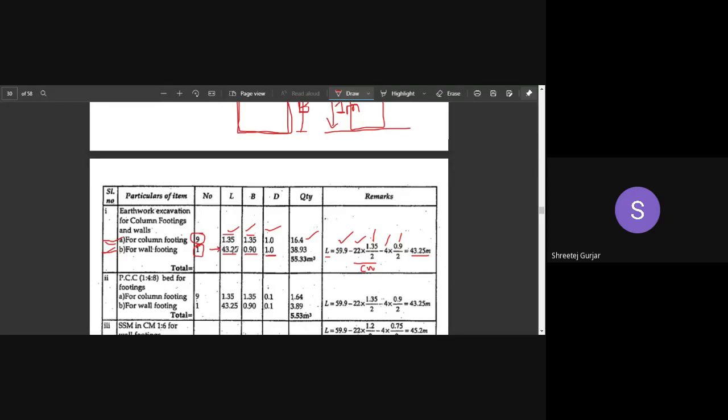So for length, you need to use this formula: CL minus N into width of column excavation by 2, minus N1 into width of wall excavation by 2. This part is for wall to wall junctions, and this is for column to wall junctions. So we will be using this everywhere. Only these 2 widths will go on changing, and the rest of the formula will be same, depending upon what item you are trying to calculate.